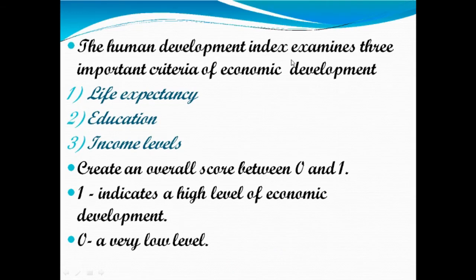Human Development Index examines three important criteria of economic development. The first one is life expectancy, then education, and the third one is income level. Create an overall score between 0 and 1. The human development, which is measured for all countries, is scored between 0 and 1. 1 indicates the high level of economic development. The country that is given 1 is a highly economically developed country. And if any country receives a 0 score, that means there is a very low level of economic development.